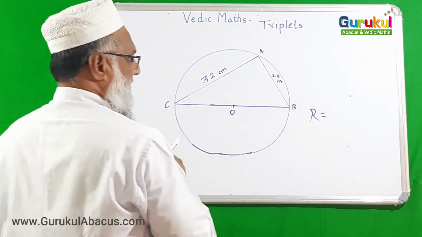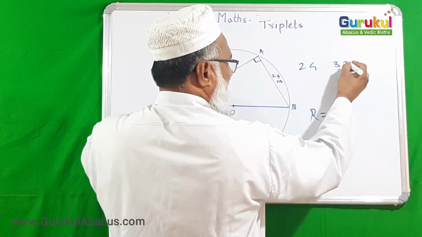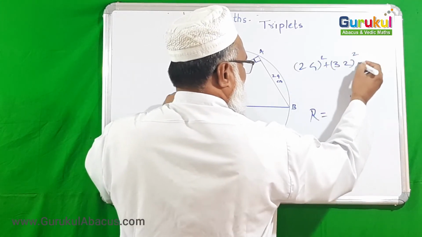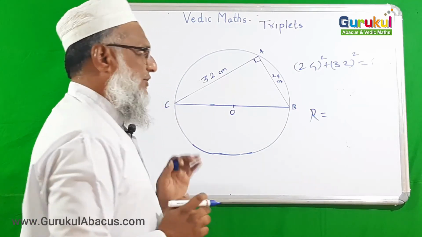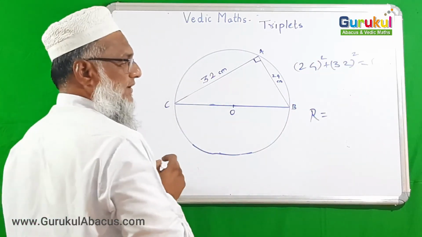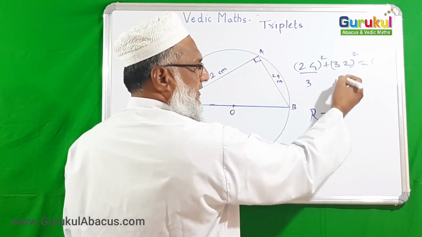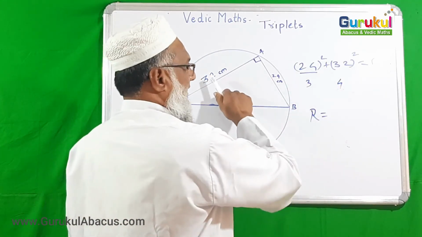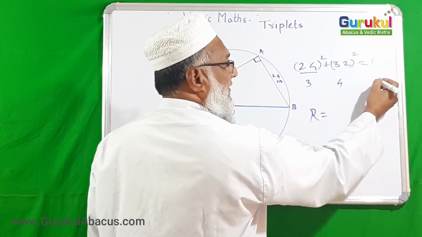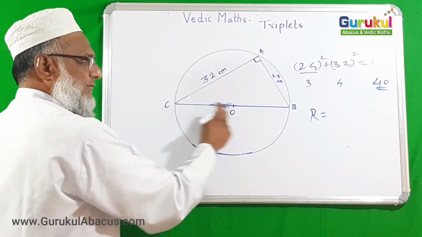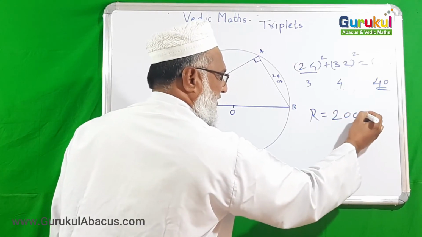Here it is a right angle, with sides 24 and 32, and the sum of their squares is the square of the hypotenuse, which is the diameter. Before solving, I observe that 24 is 8 times 3 and 32 is 8 times 4. So I realized here is the triplet 3, 4 and 5. Here the hypotenuse is 5 times 8, which is 40. So the diameter of this circle is 40. If the diameter is 40, then definitely the radius is 20 cm. That is our answer.